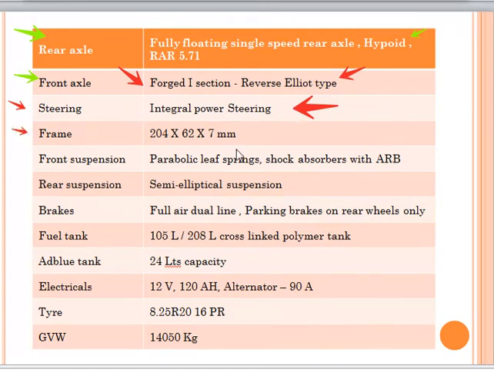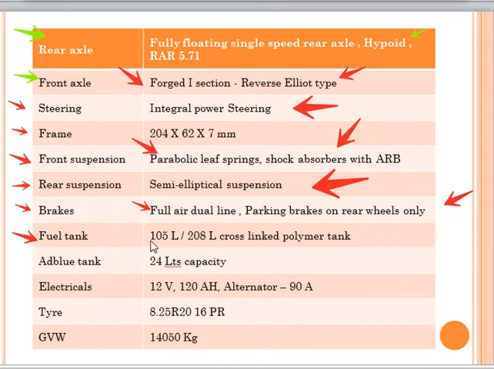Frame. Now the frame dimensions are given: length, width and the distance, the frame of the chassis. Front suspension. Now what is the suspension? Parabolic leaf spring, shock absorber. So the damper is a shock absorber and it is a parabolic spring. Now the rear suspension is semi-elliptic suspension. So again, this is a type of suspension at the rear wheels. Again, brakes are full air dual line. So there are dual line pneumatic brakes.